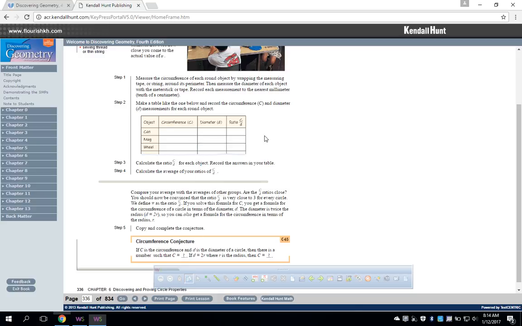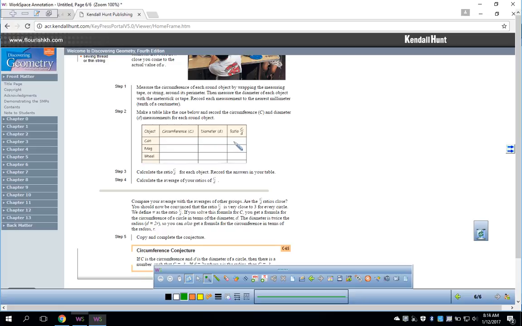Someone give me some number that they got for the circumference diameter ratio. What do you get, Jack? Take your headphone out, please, Jack. Okay. What do you get for your average circumference diameter ratio after you did 9 or 10 of them?